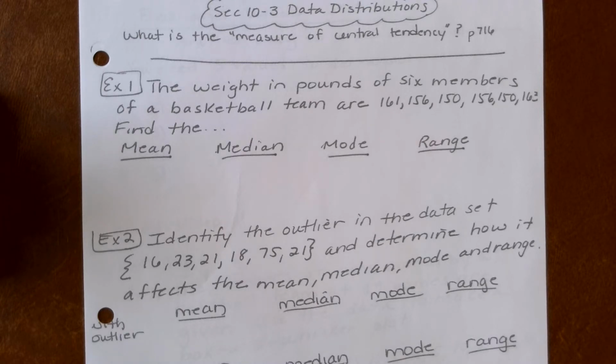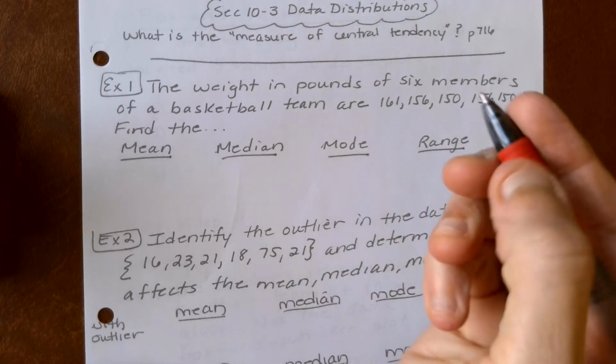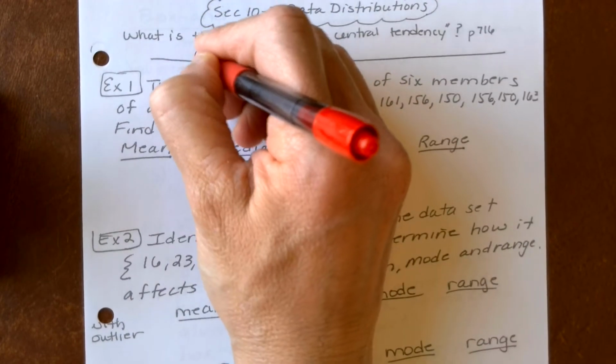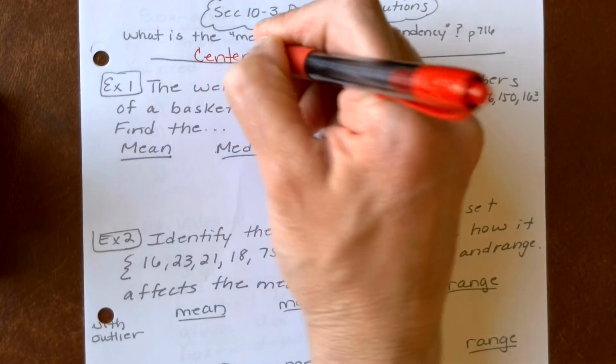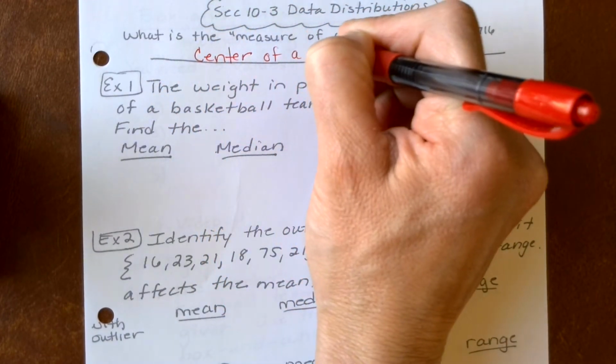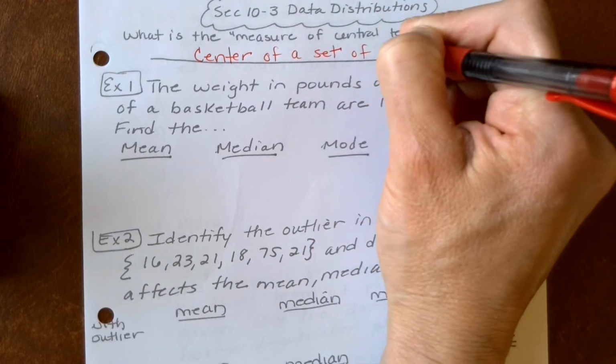You will need to for sure have a calculator today. Working with means can get kind of long if you do not have a calculator, so feel free to grab that. All right, what is the measure of central tendency? Let's get that vocab down first. It's the center of a set of data.